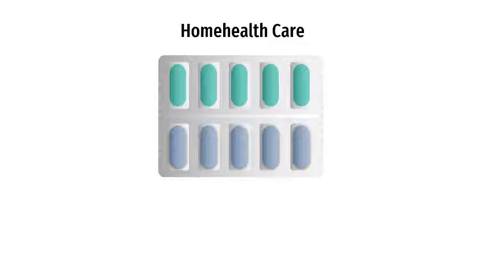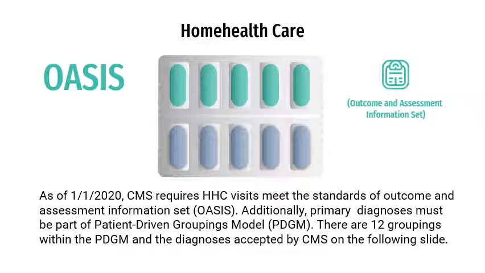For this discussion, I would like to talk about home health care and the requirements of the advanced practice clinician or provider as far as documentation goes and selecting appropriate diagnosis codes. As of 2020, the Center for Medicare and Medicaid Services, or CMS, has required that home health care visits meet the standards of outcome and assessment information set, also known as OASIS.